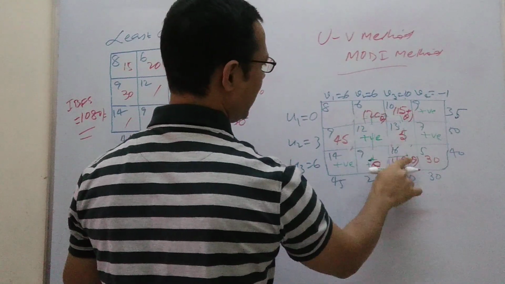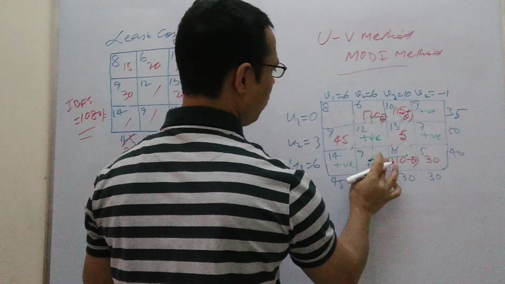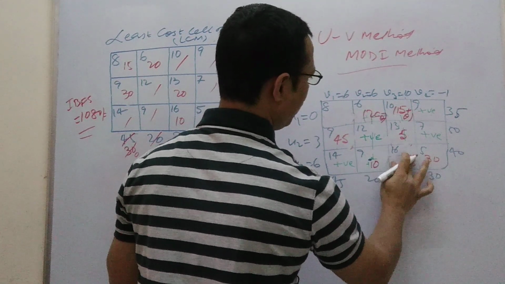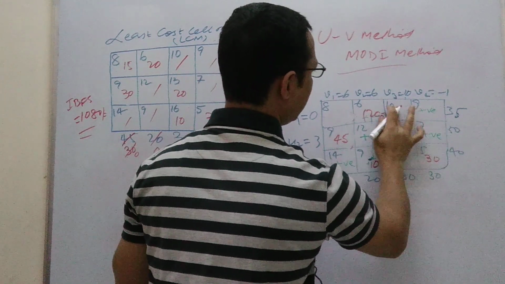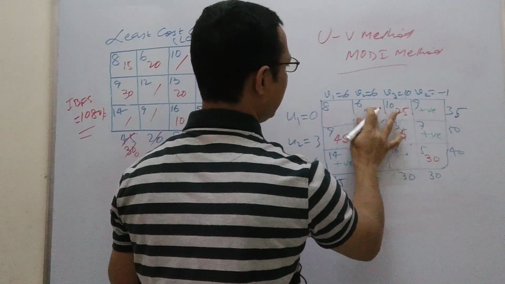So 20 minus theta, 10 minus theta. Which one is going to give you the lesser value? Theta value is 10. If you put this 10 here, then this will be 10, 10 minus 10 is going to give you 0. 15 plus 10, this is 25, and 20 minus 10, this value will be 10.